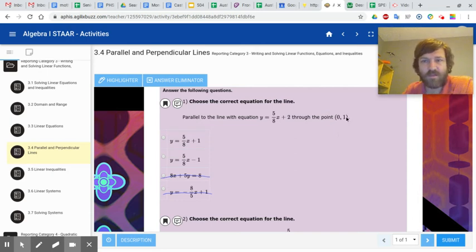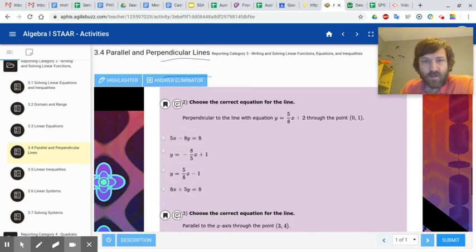But really, the easiest way to get this is just to notice that this has positive 1. This has negative 1. So it has to be answer choice A because it crosses 0, 1, because the plus 1, if you remember, on a y-intercept is dealing with the point where it crosses the y-axis. So I'm going to scroll down and look at the next one.